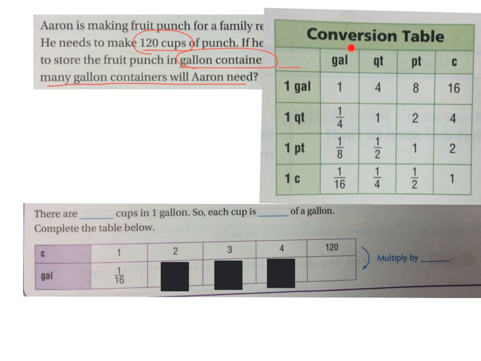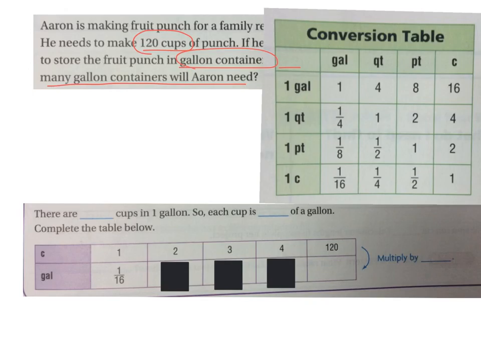It works the other way too. For example, if I have 1 gallon, that's the same as 1 gallon. And if I have 1 quart, that's 1/4 of a gallon. Does that make sense? If I have 1 pint, that's 1/8 of a gallon. And if I have 1 cup, that's 1/16 of a gallon. So you have this conversion table here as a resource to help you, okay?